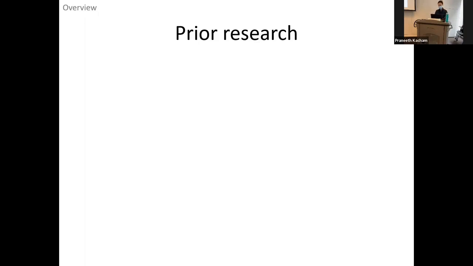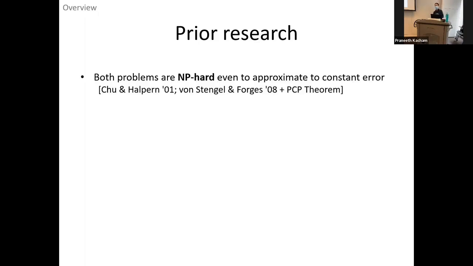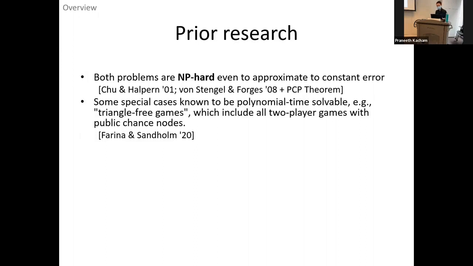Both of these problems are NP hard and even NP hard to approximate to within some constant error. So even approximation algorithms are out the window. We still have to figure out what to even do in this setting. Some special cases are known to be polynomial time solvable, for example, so-called triangle free games, which I won't be elaborating on here. These games include all two-player games with public chance nodes. So in particular, if chance is public, then we have polynomial time algorithms.